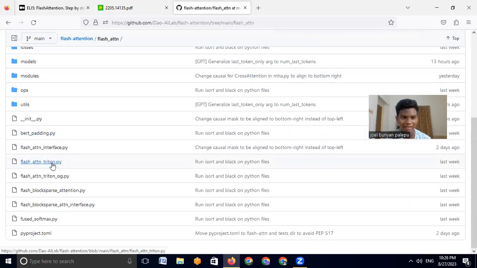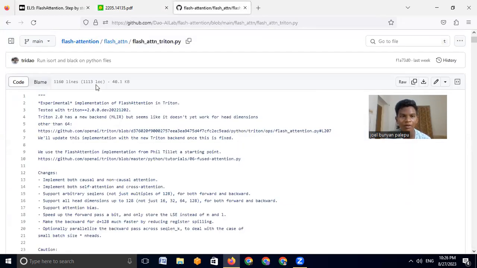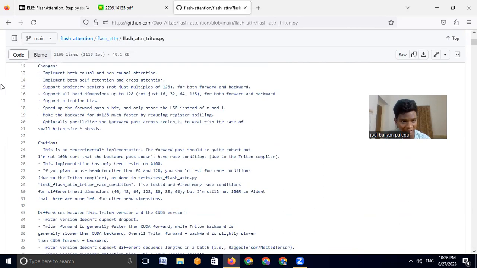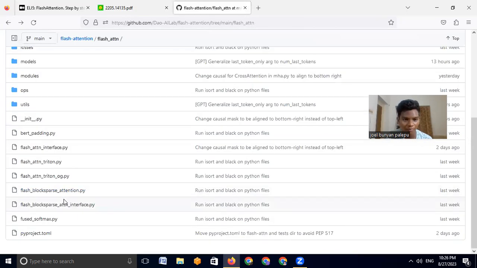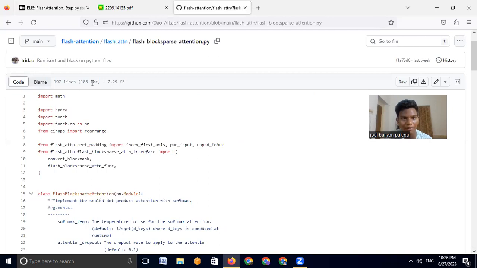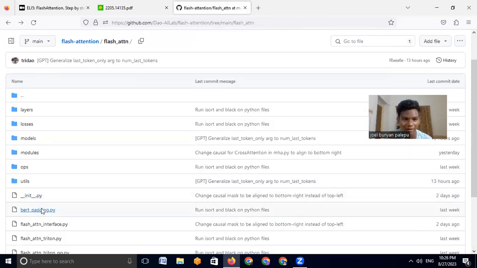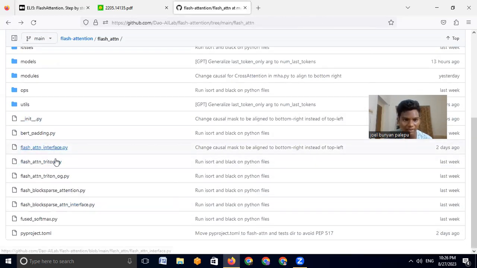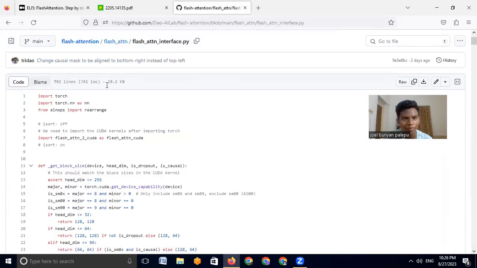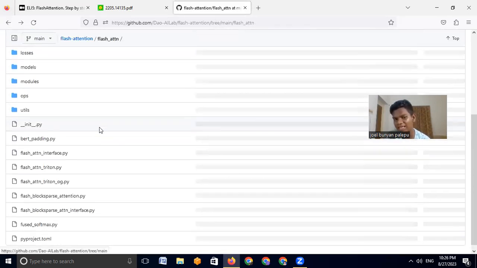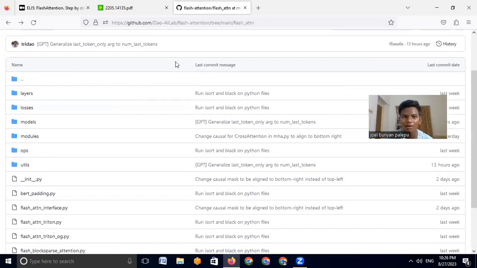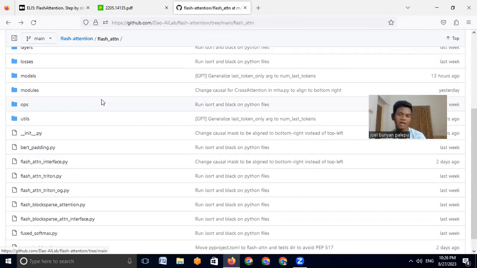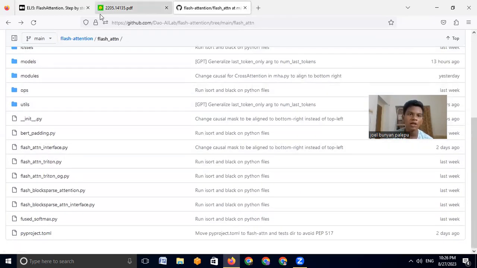There is a huge amount of code written, 1113 lines of code just in this one file. Sorry, no, 1160 lines of code just in this one file. And let's see how many here. Yeah, 197 lines here. And 792 lines here. So there is a lot of code that we have to go through, but I'll just cover the main parts of this code. I'll try to provide as much context as possible to that code in the next video.